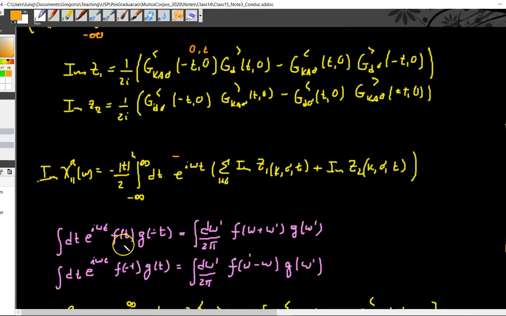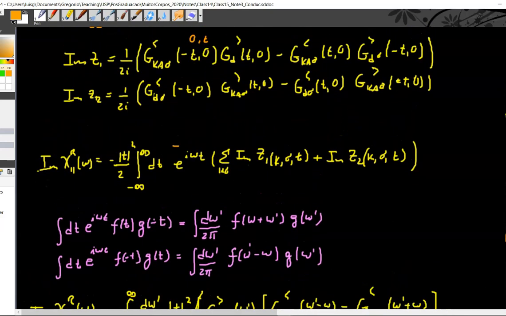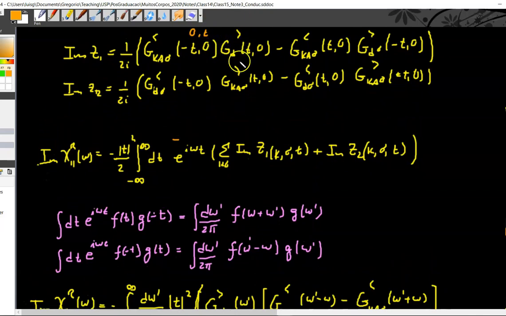Okay, same thing if I now choose to have minus t in f and plus t in g, then f will be omega prime minus omega, and g will be of omega prime. So this is a property of the Fourier transform, and I'm going to use it here, right? Because I have minus t, t, t minus t. So when I do that, notice everything that is G, I'm going to choose it to be this G function here. While everything that is k sigma, I'm going to make the F, which is going to have omega plus omega prime or omega prime minus omega.